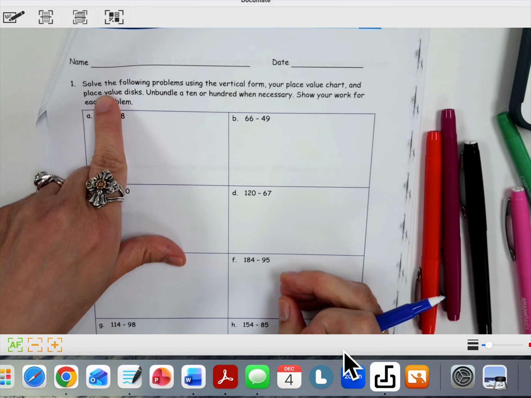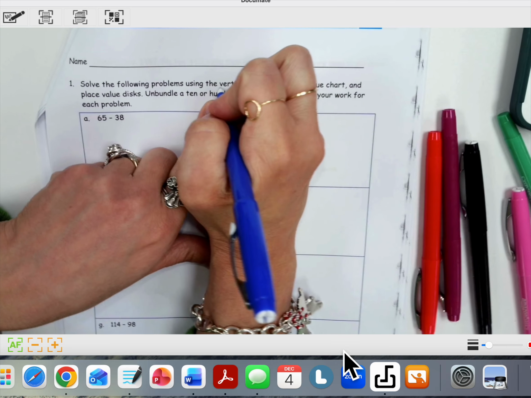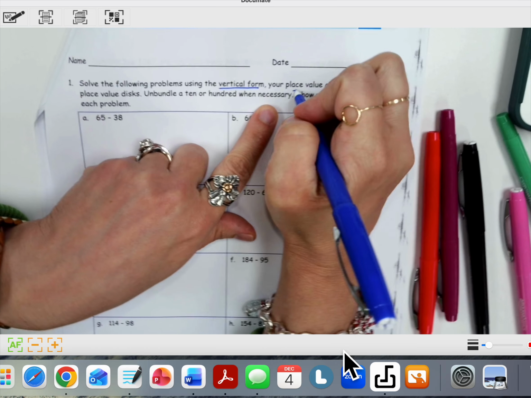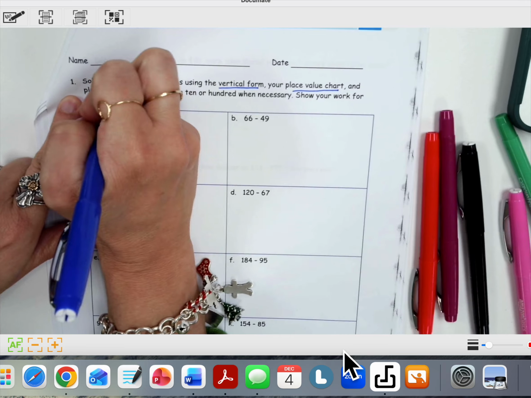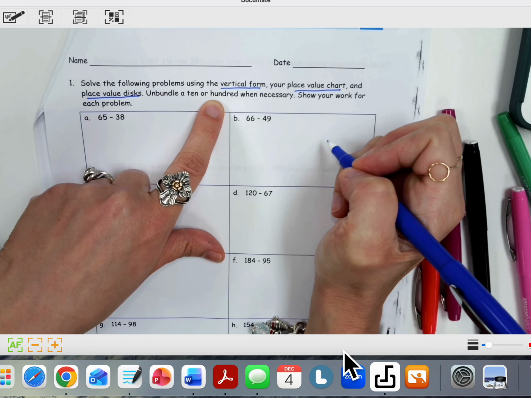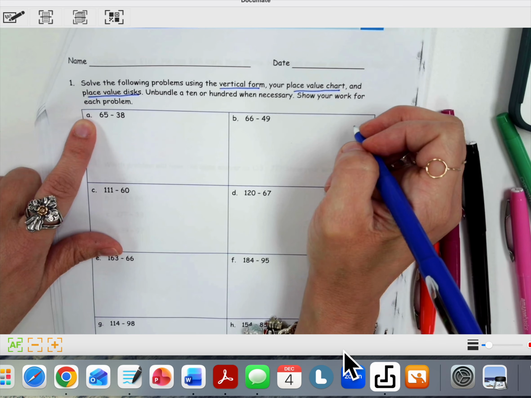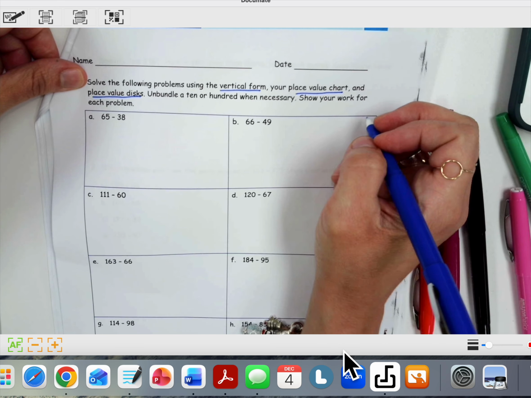The questions are asking us to solve the following problems using vertical form, your place value chart, and place value discs. So I'm going to show you how to unbundle a 10 or 100 when necessary, that way you can help your student do their homework tonight.